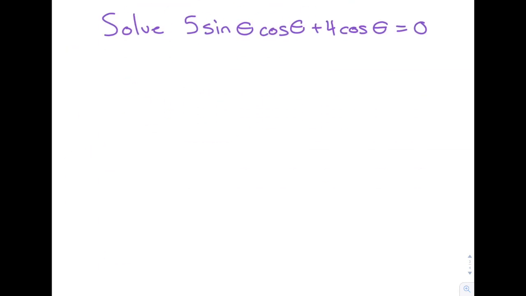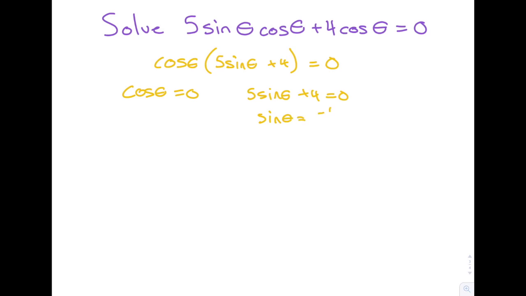Next one. Solve 5 sine theta cosine theta plus 4 cosine theta equals 0. For this one, we'll start just by factoring out a cosine theta. So we have cosine theta times 5 sine theta plus 4 equals 0. By the zero product property, we see that either cosine theta equals 0 or 5 sine theta plus 4 equals 0. So this implies that cosine theta must equal 0 or sine theta equals negative 4/5. Just a little bit of algebra.